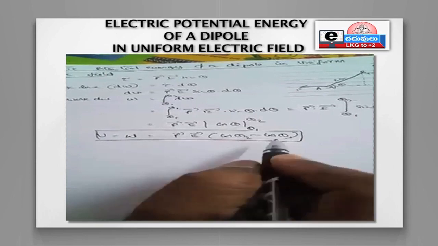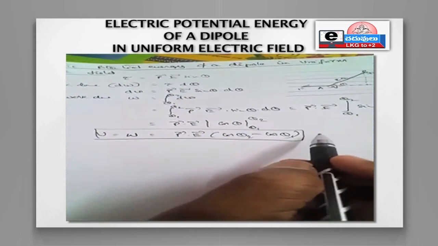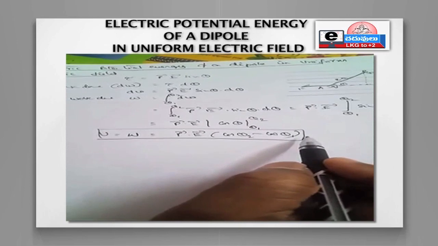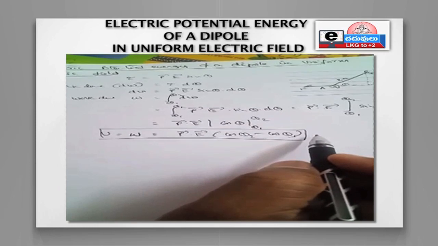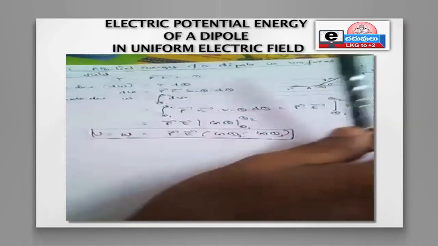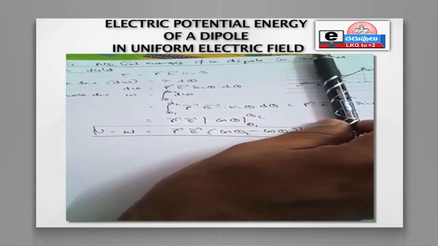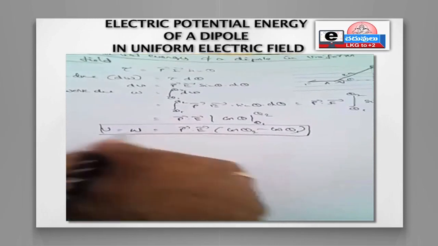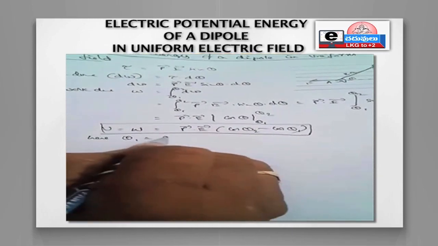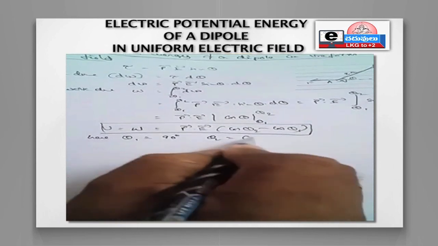This is the work done, or the energy possessed by the dipole, when it is rotated from theta 1 to theta 2. Here theta 1 is the starting angle and theta 2 is the ending angle. Initially the dipole is there like this, the initial angle is theta 1, and afterwards it is rotated through an angle theta 2. Generally theta 1 will be 90 degrees, and theta 2 may be any angle theta.